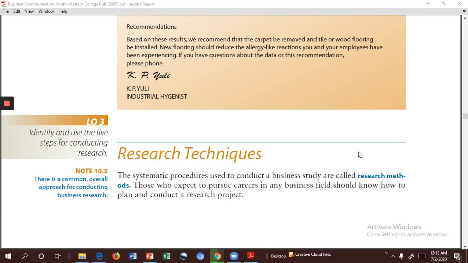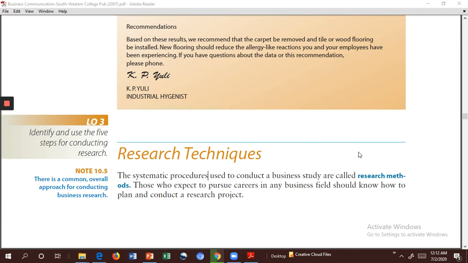All right, let's continue from the previous topic, and that is writing business reports. I talked about different business reports, long or short, both, right? Okay, and today I'm going to talk about research techniques, which you may have to use when you are engaged in any sort of research, right, during your career or during your graduation period.